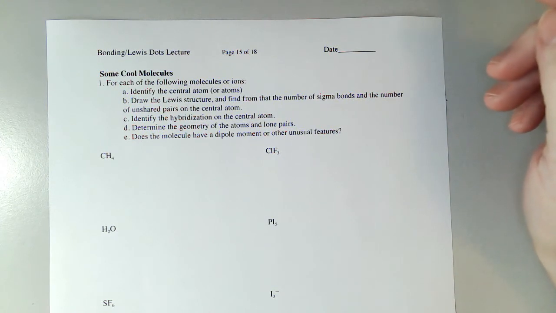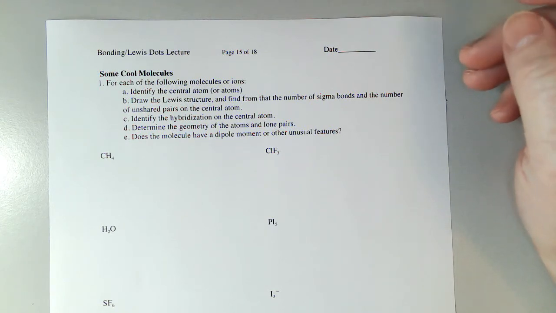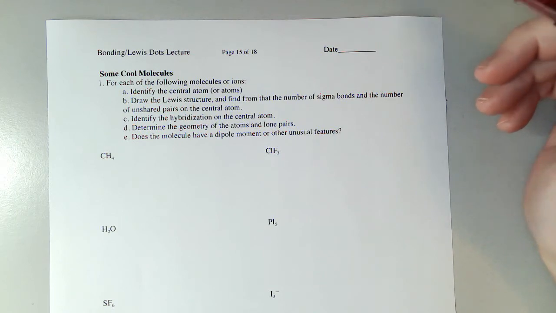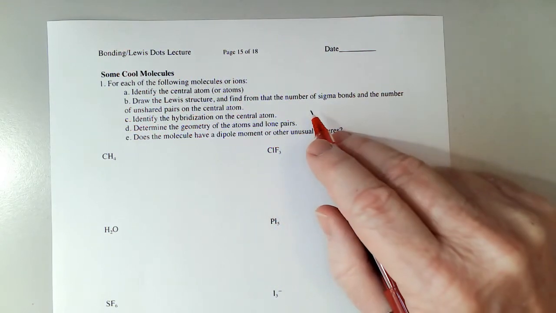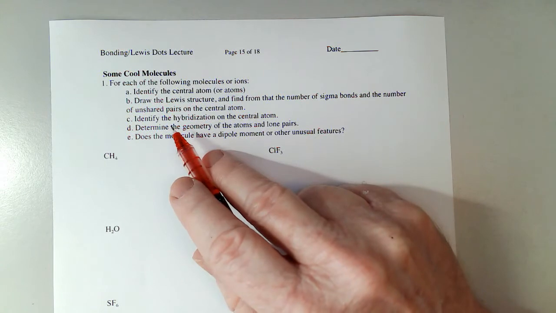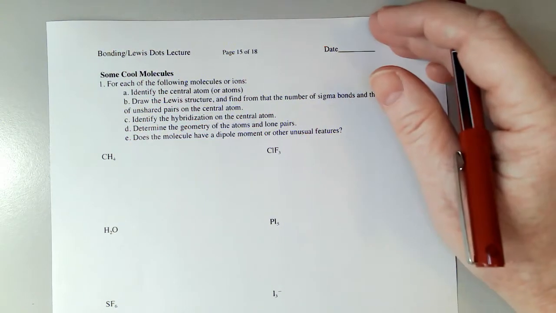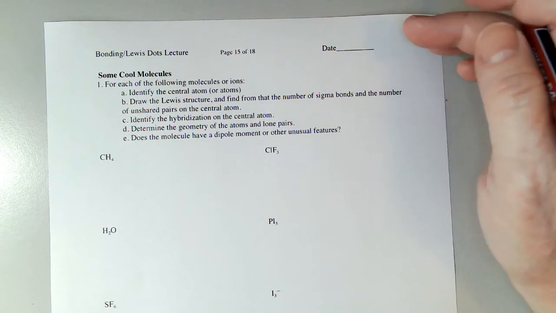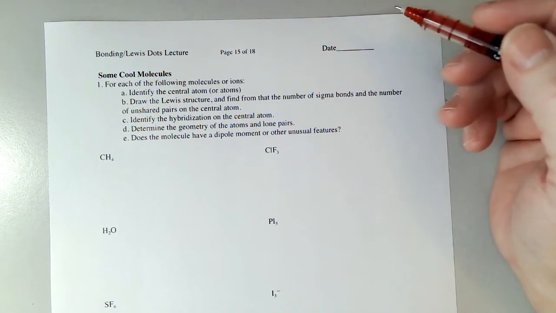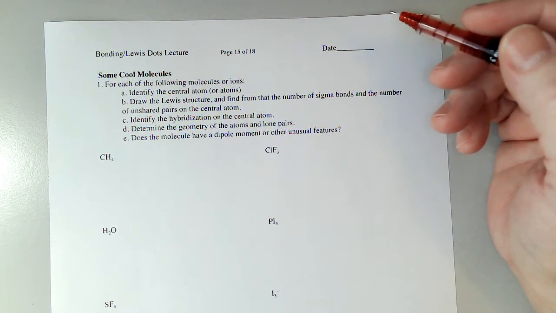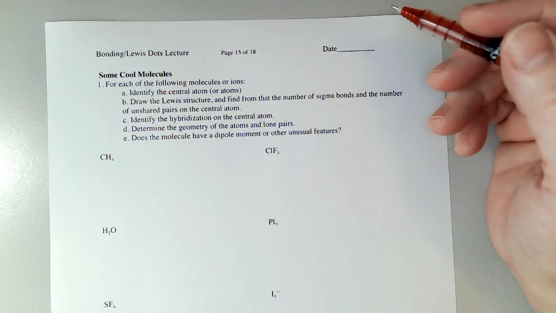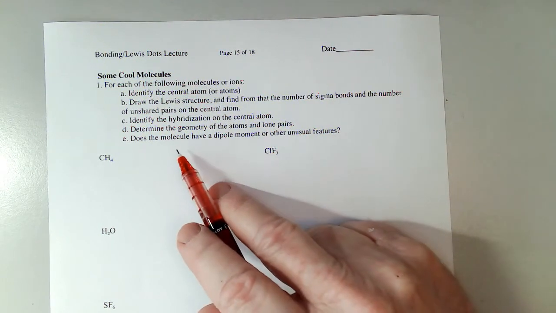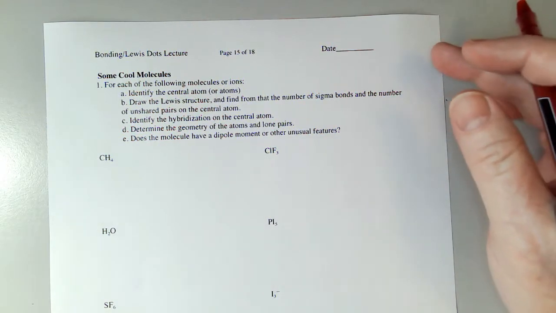And this page is the one that's going to help you with that big homework that I set you with, 36 different structures to look at. So for each of these molecules, we're going to look at a Lewis structure. And from that, we're going to try and figure out the number of sigma bonds, the number of pi bonds, number of unshared pairs on that central atom, etc., etc. Okay? We'll look for the hybridization on that central atom. Okay? Determine the geometry of the atom and the lone pairs, which the AP exam calls electron domains. And we're going to ask if the molecule has a dipole moment or any unusual features.